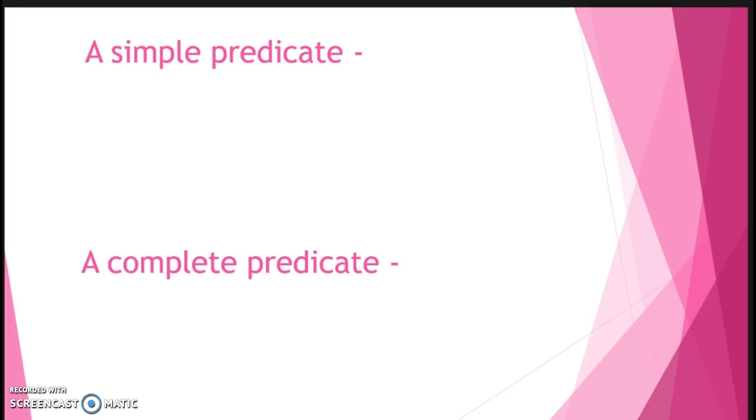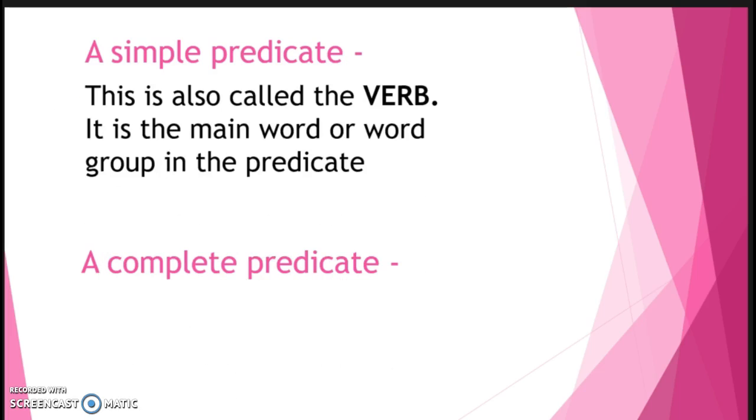So let's look at the difference. First of all, we have a simple predicate. Simple predicate is also called the verb, and it's the main word or word group in the predicate of the sentence. Now, we often use the words simple predicate and verb interchangeably. That means if someone says simple predicate, it means the same thing as verb. And if somebody says verb, it means the same thing as simple predicate.